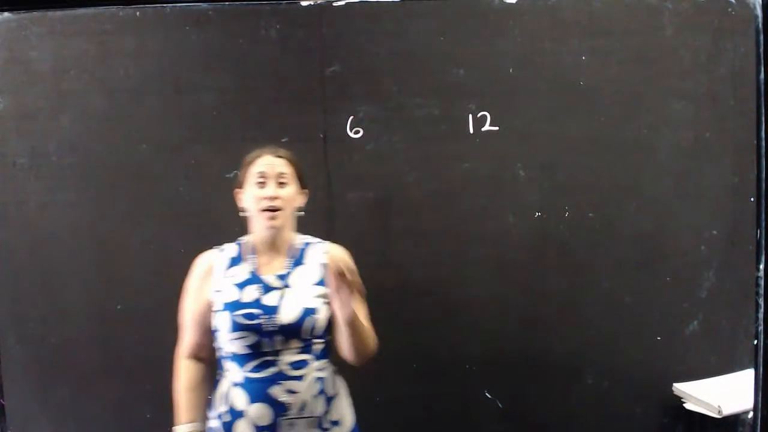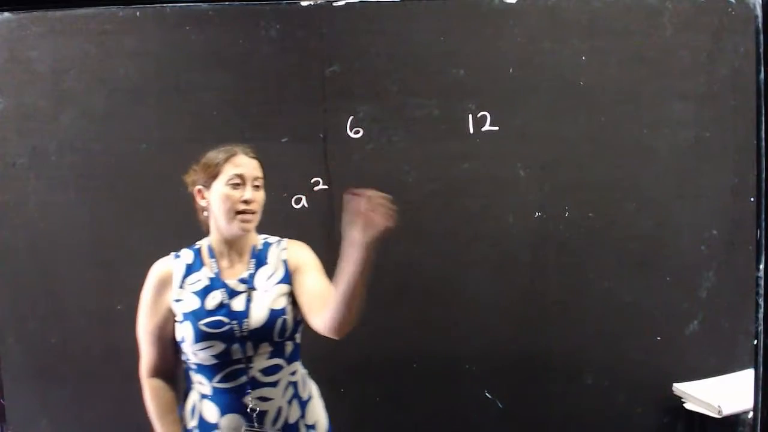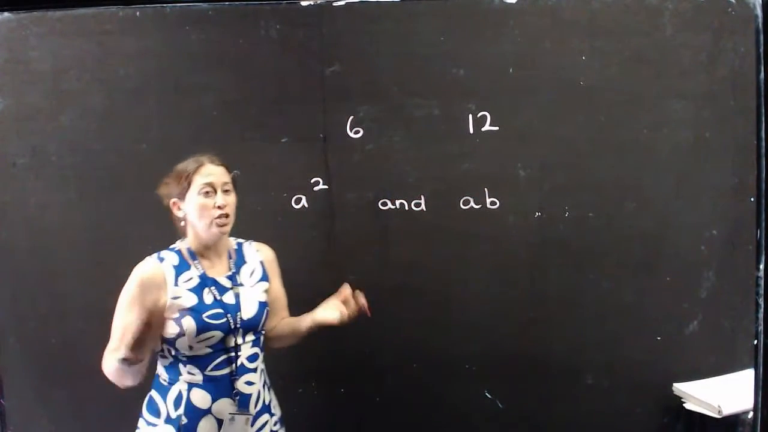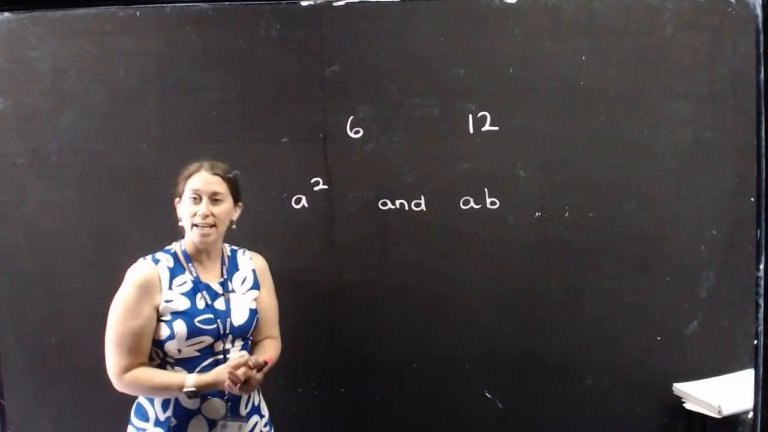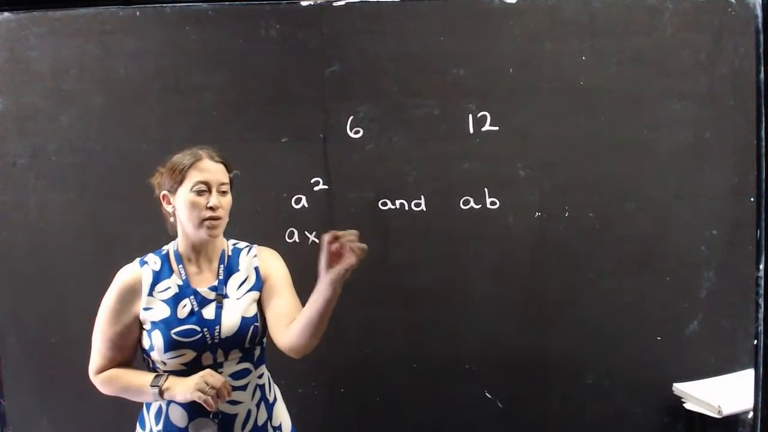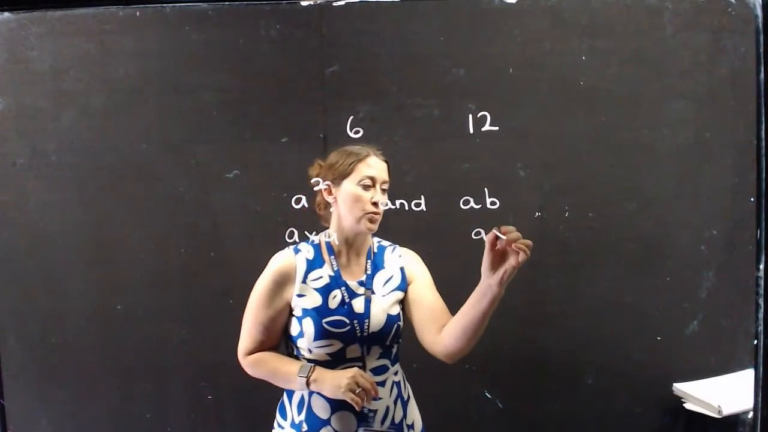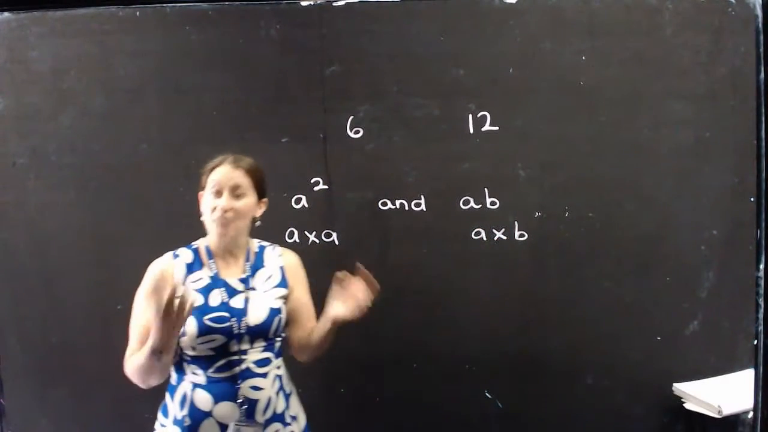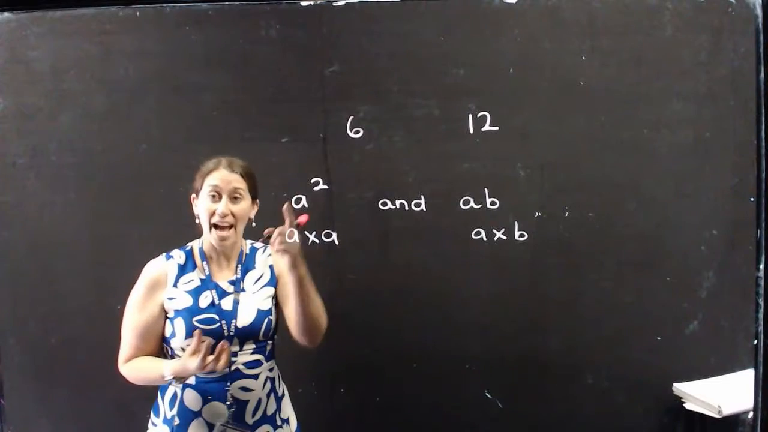Now let's talk about a squared, and let's talk about ab. Two terms. What's the highest common factor? Well, let's look at the breakdown of this. This is a times a, and this is a times b. So both of them have an a in common, and that's the highest common factor, a.